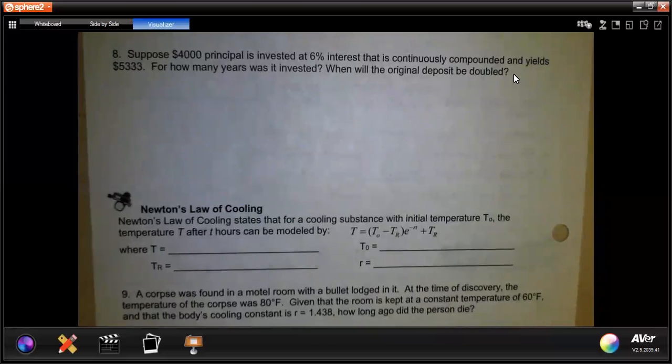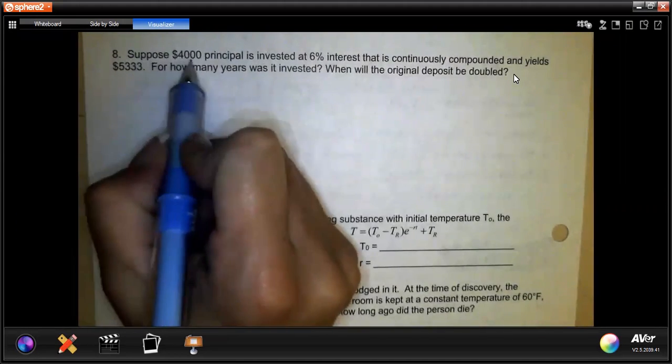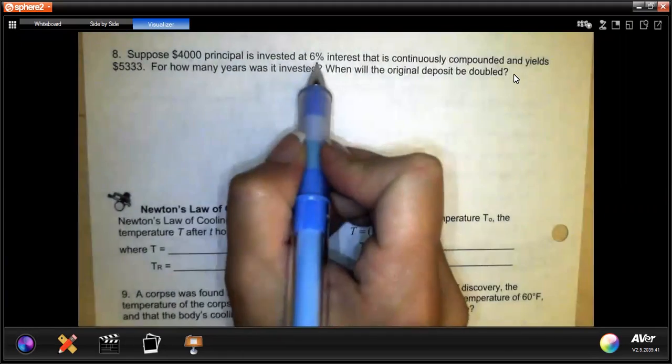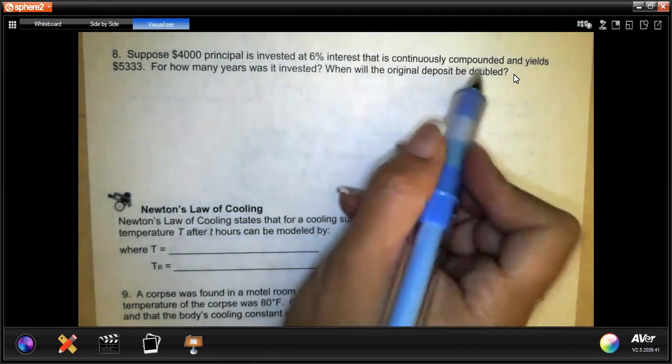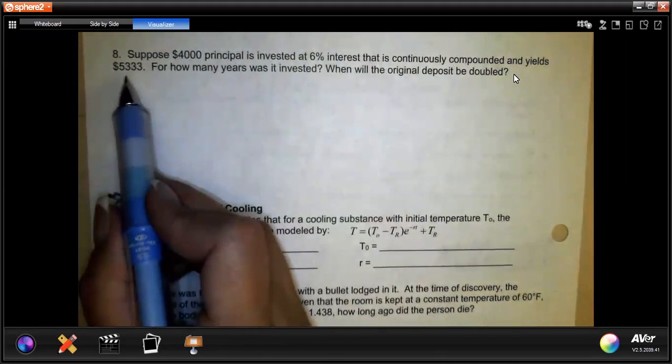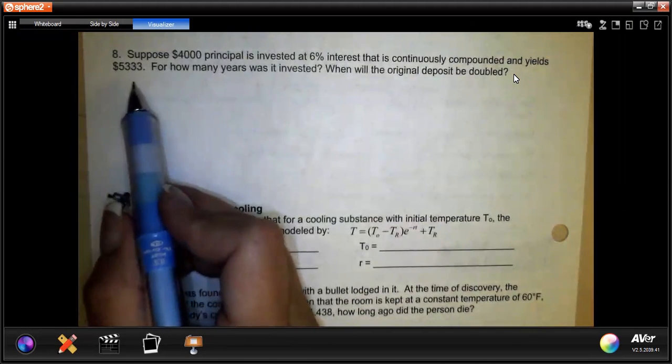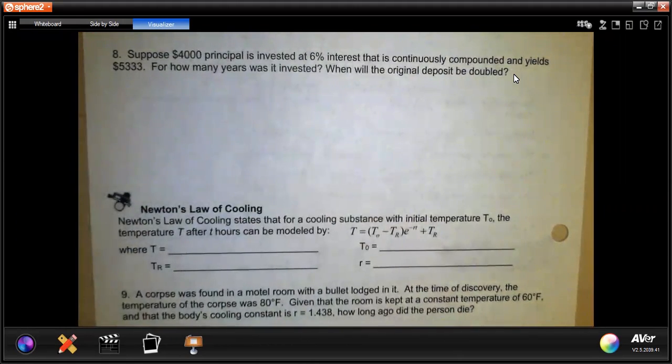All right, in the previous module, we talked about compound interest and growth and decay exponentials, but we didn't talk about solving them. We were holding that for module 7. So now we can actually solve those equations that we wrote and used in the previous module. Suppose $4,000 principal is invested at 6% interest that is continuously compounded and yields $5,333. For how many years was it invested?